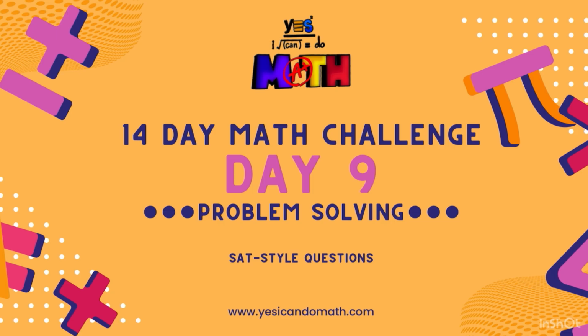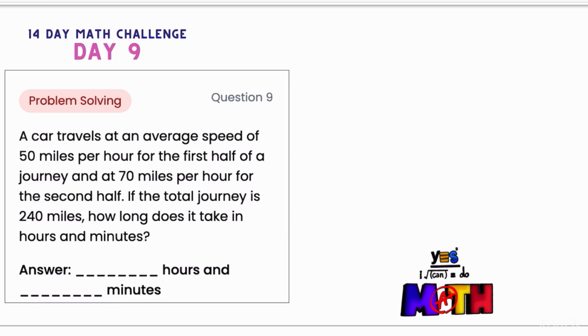So today's question, it is a problem solving word problem question. Now, hopefully you've gotten your brain a little warmed up to math. And so let's go ahead and dig in. A car travels at an average speed of 50 miles per hour for the first half of a journey and at 70 miles per hour for the second half. If the total journey is 240 miles, how long does it take in hours and minutes?